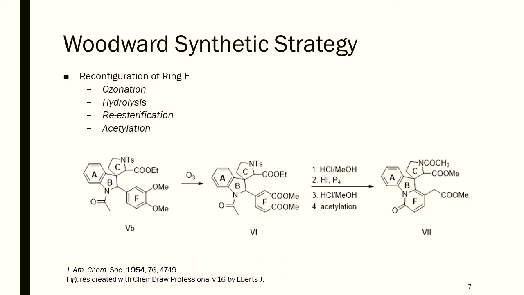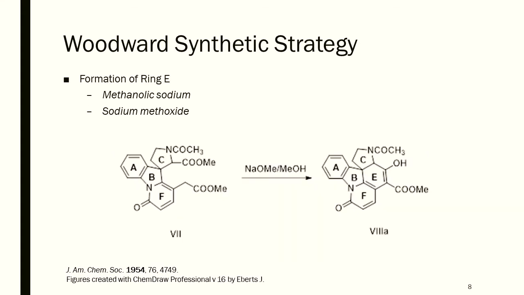Next, we'll look at the interesting reconfiguration of ring F that was brought in through acetoveratrone. The first step was to ozonate the original ring F to break it apart. Hydrolysis, reesterification, and acetylation were then used to reform the ring in a separate position. You'll also see that on ring C, the toluene sulfonyl group was removed so that the acetylation could occur on that nitrogen, and the ester has been changed from having an ethyl group to having a methyl group.